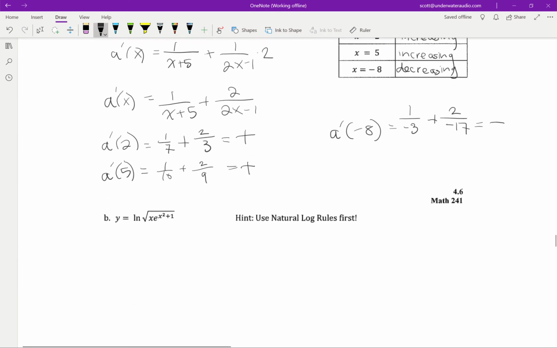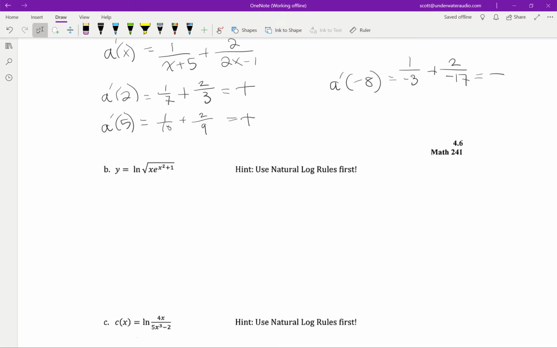B. And there's a hint here. So b is natural log of the square root of x e to the x squared plus 1. And the hint: use the natural log rules first. So the first thing that comes to mind is whenever I see a square root, I like to rewrite it as a power. So that would be x e to the x squared plus 1, all of this to the 1/2 power.